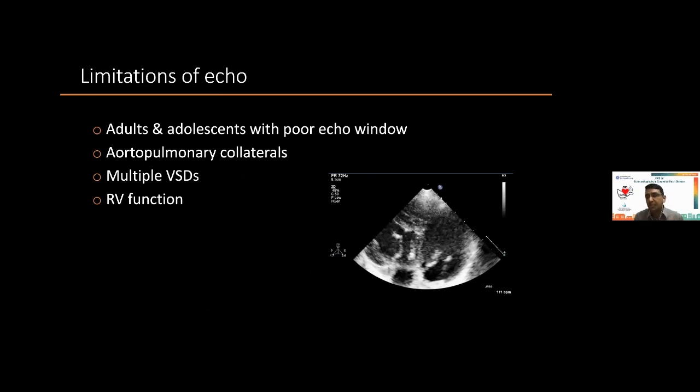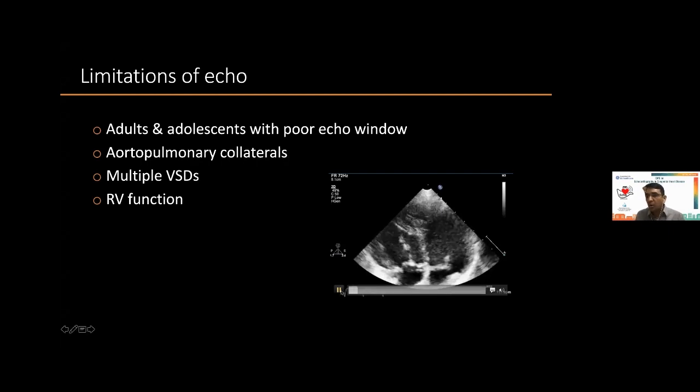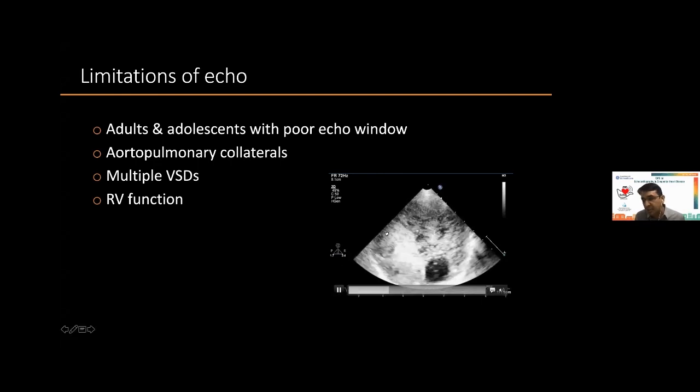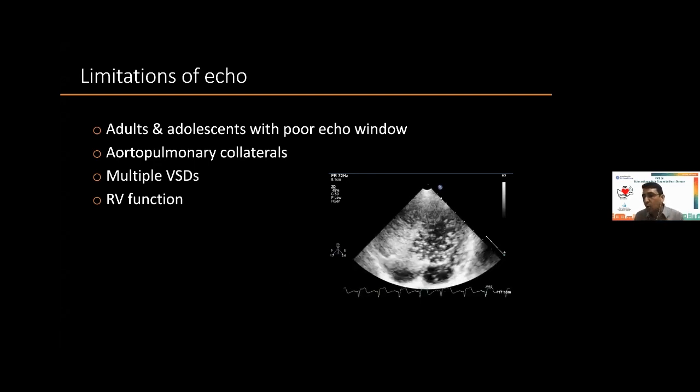Echo still has some limitations if the windows are poor. For example, in adults and adolescents, aortopulmonary collaterals are not visualized. Occasionally, multiple VSD is a problem, and RV function sometimes poses a challenge. Now, I will be talking in my second talk that sometimes for additional VSD, you may use saline contrast to visualize. If I play it again, you can see that there is an additional jet of contrast going here. So that confirms the diagnosis of multiple VSD without doing an invasive angiogram, which is otherwise the norm in these patients.